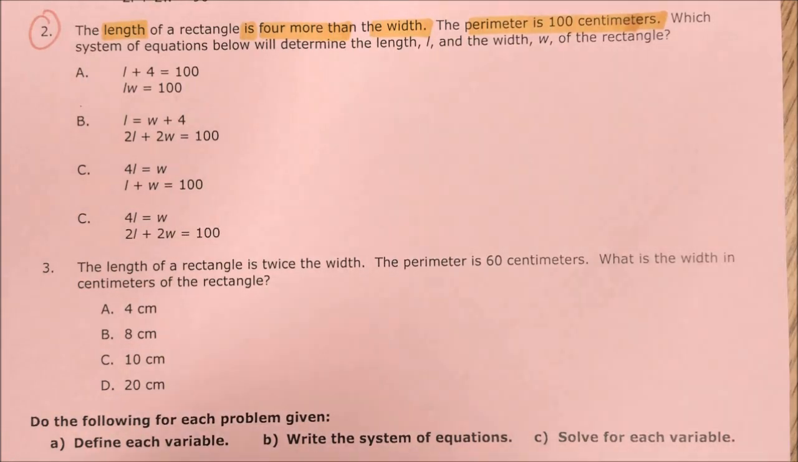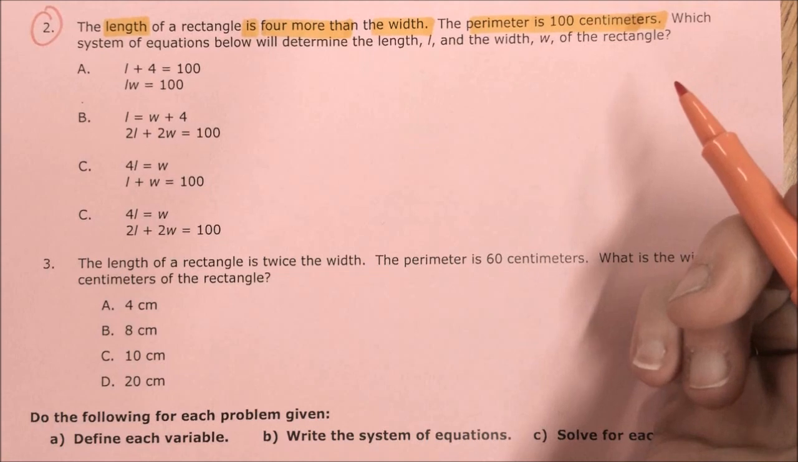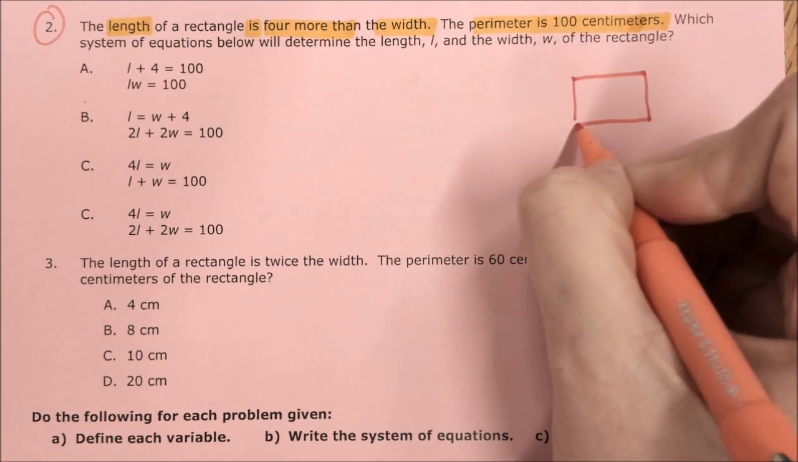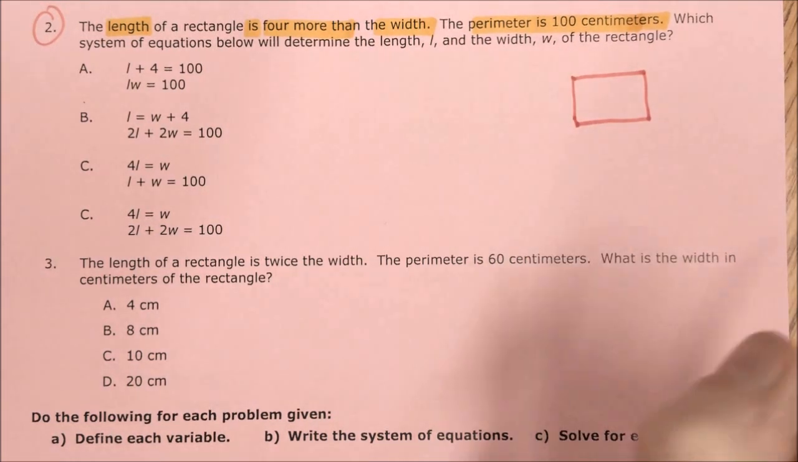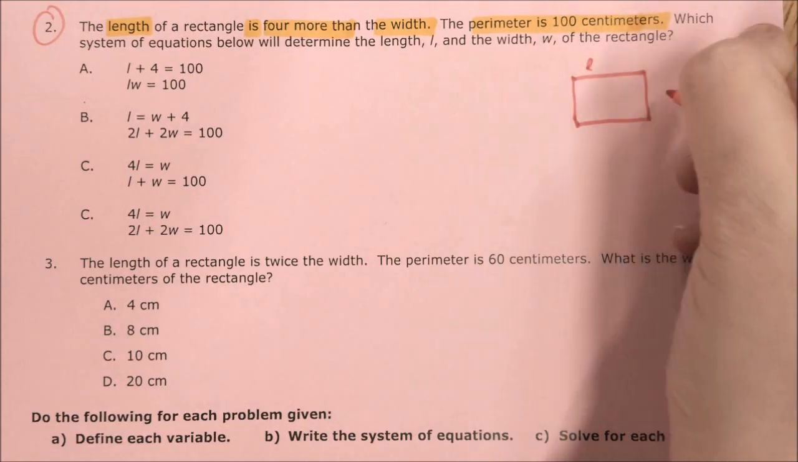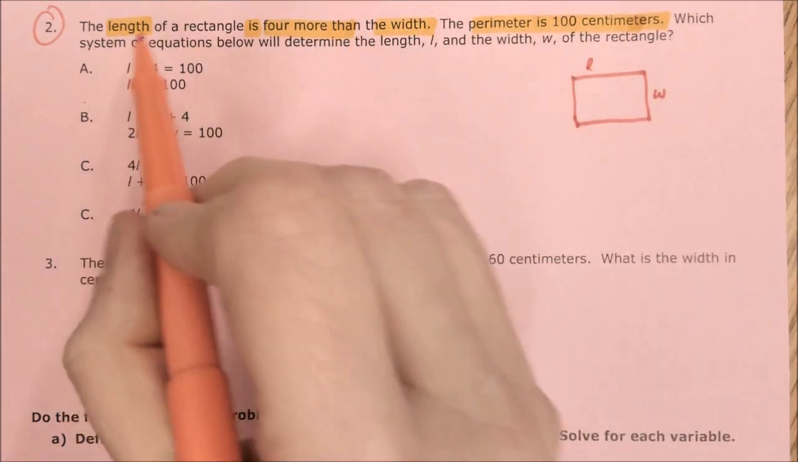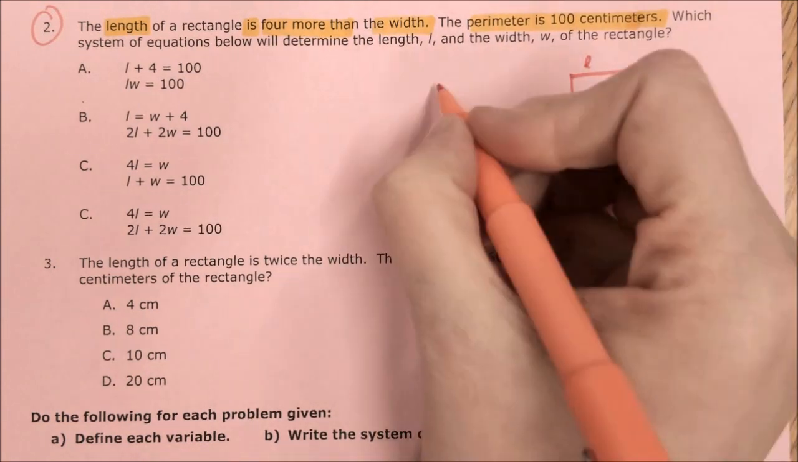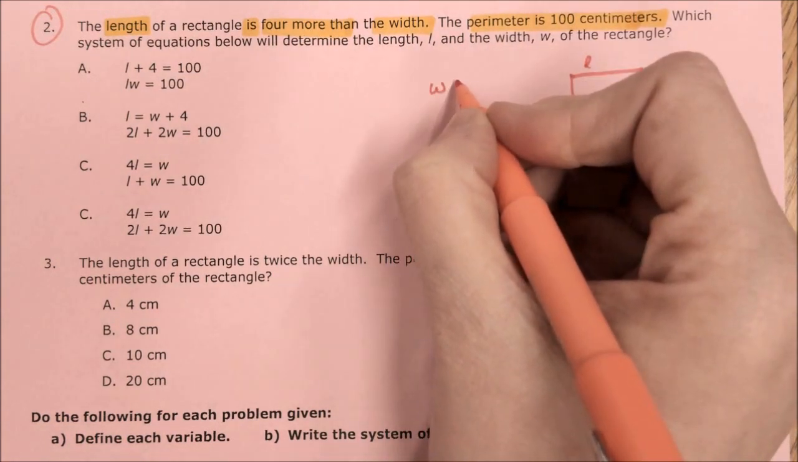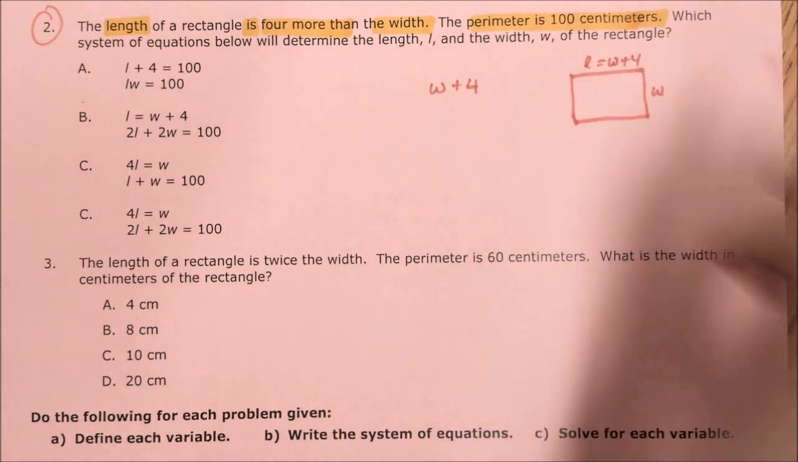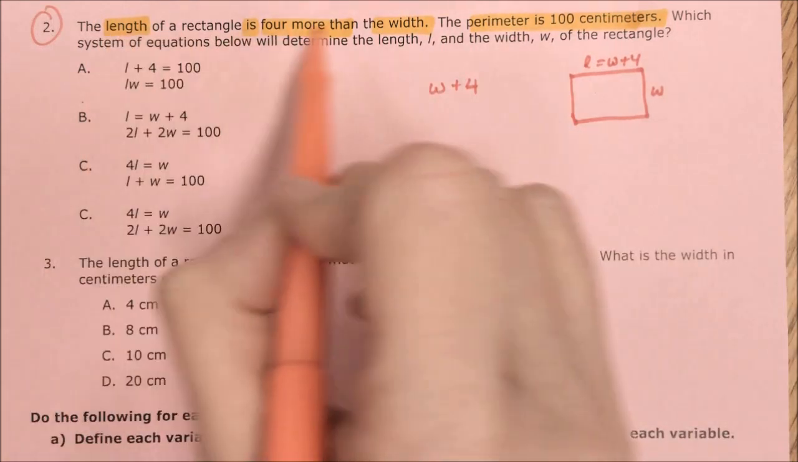Okay, so I'm going to tell you right now, anytime they give me a problem like this with a shape, I am going to draw a box. Again, it doesn't have to be accurate. It just needs to be a rectangle, okay? I need to find the length and the width. It says the length is 4 more than the width. So if I know what the width is, 4 more than is plus 4. So the length is the width plus 4, right? So the length is 4 more than the width.